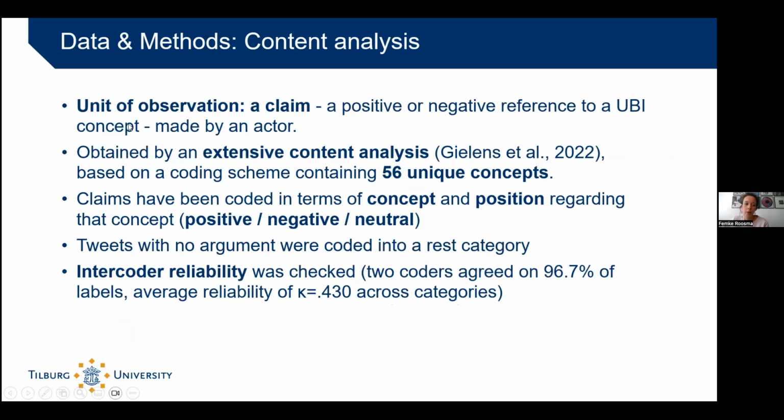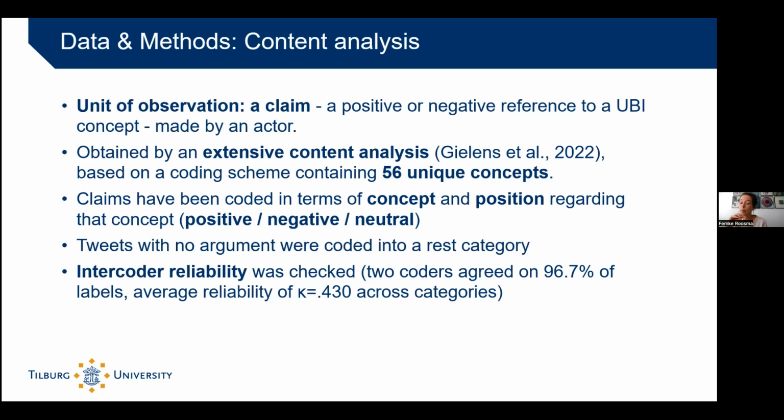And then when we look at the unit of observation, what are we actually analyzing? We analyzed a claim. That is a positive or a negative reference to the UBI concept made by an actor. For instance, we have a tweet, and this can contain several claims about UBI. Several concepts were coded out of this tweet, up to 3. And these concepts were also coded in position.